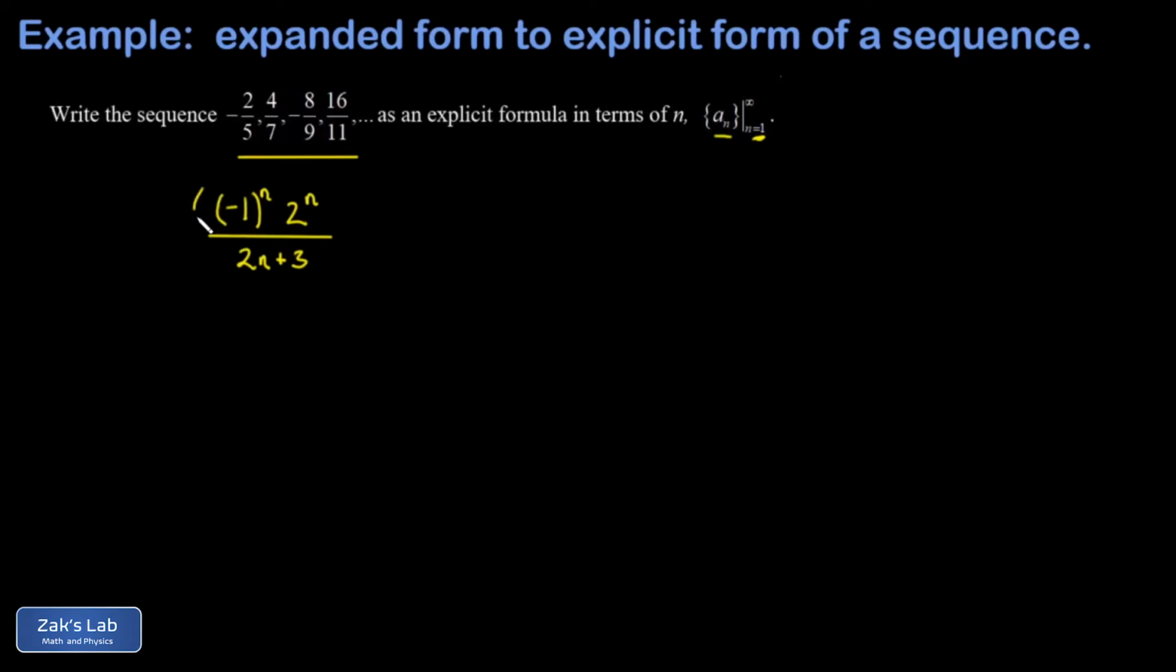So there's my explicit formula for the sequence, and I write it in this bracket notation, just to indicate this thing started at n equals 1. Now if we start subbing in n's into this formula, it's going to generate all the terms that we're looking at in the expanded form, and we're done.